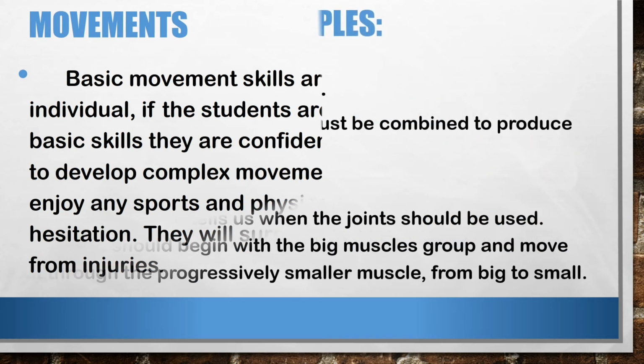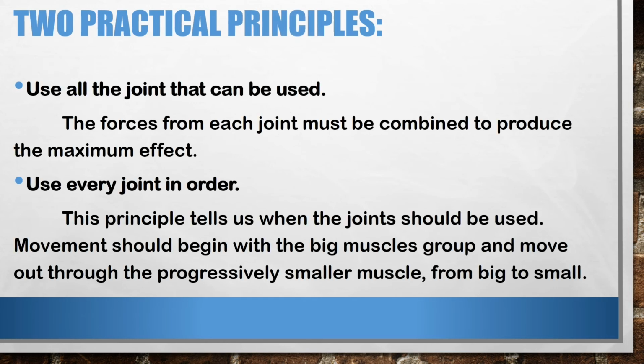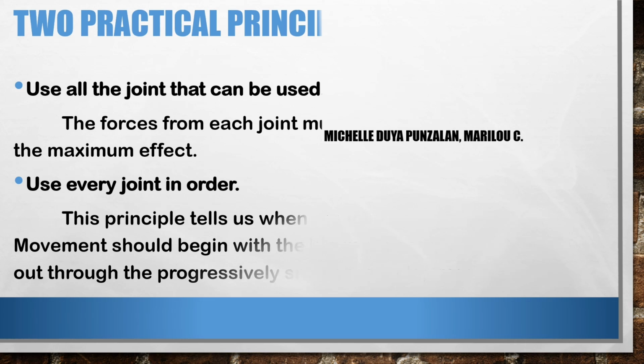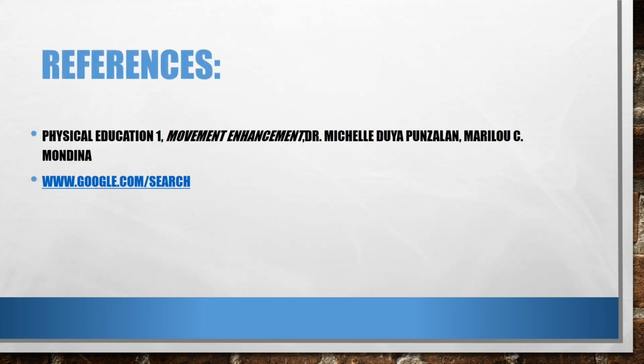We have 2 practical principles. First, use all the joints that can be used. The forces from each joint must be combined to produce the maximum effect. Second, use every joint in order. This principle tells us when the joints should be used. Movement should begin with a big muscle group and move out through progressively smaller muscles, from big to small. It is better to learn the 2 practical principles to organize your stretching.